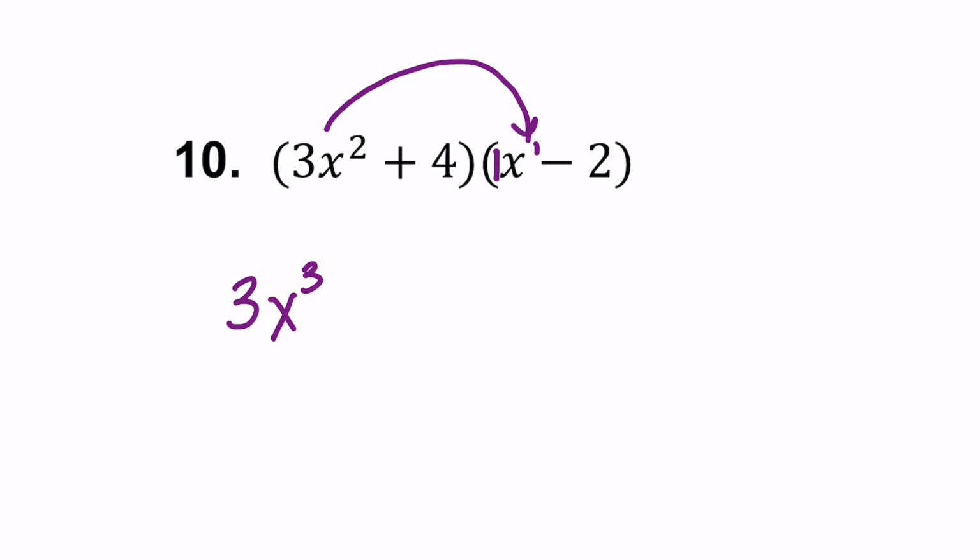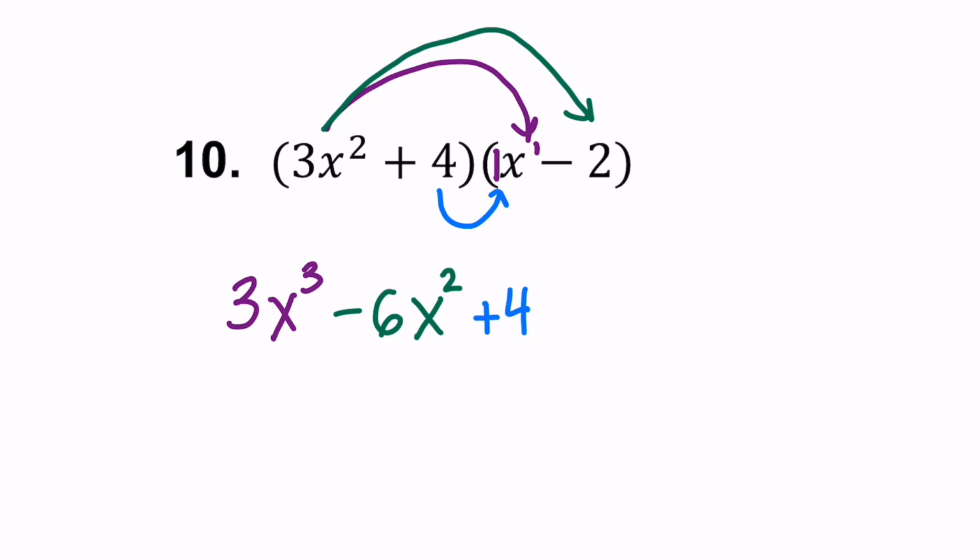Then we do our outside two terms. 3x squared times negative 2. We multiply the numbers. 3 times negative 2 is negative 6. Now the 2 doesn't have an x squared, but the 3 does. So we're just going to bring that x squared down. Our next thing we do is we multiply the inside terms. 4 times 1x, 4 times 1 is a 4. And then the x just comes down. There's not another x to combine with.